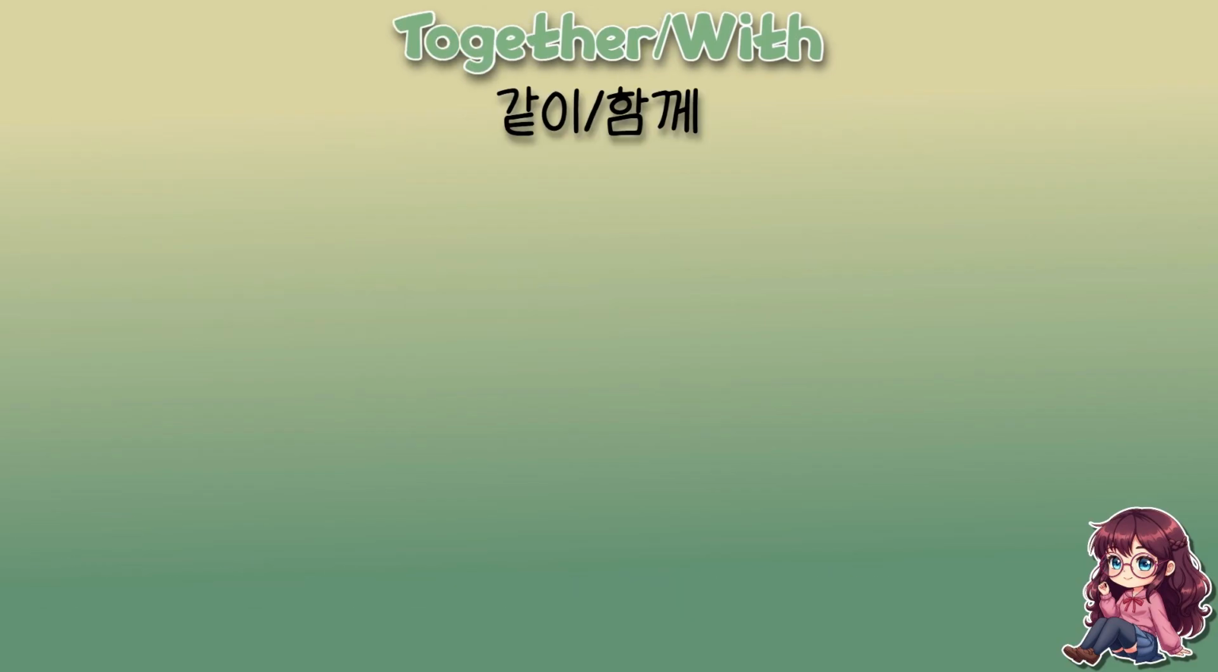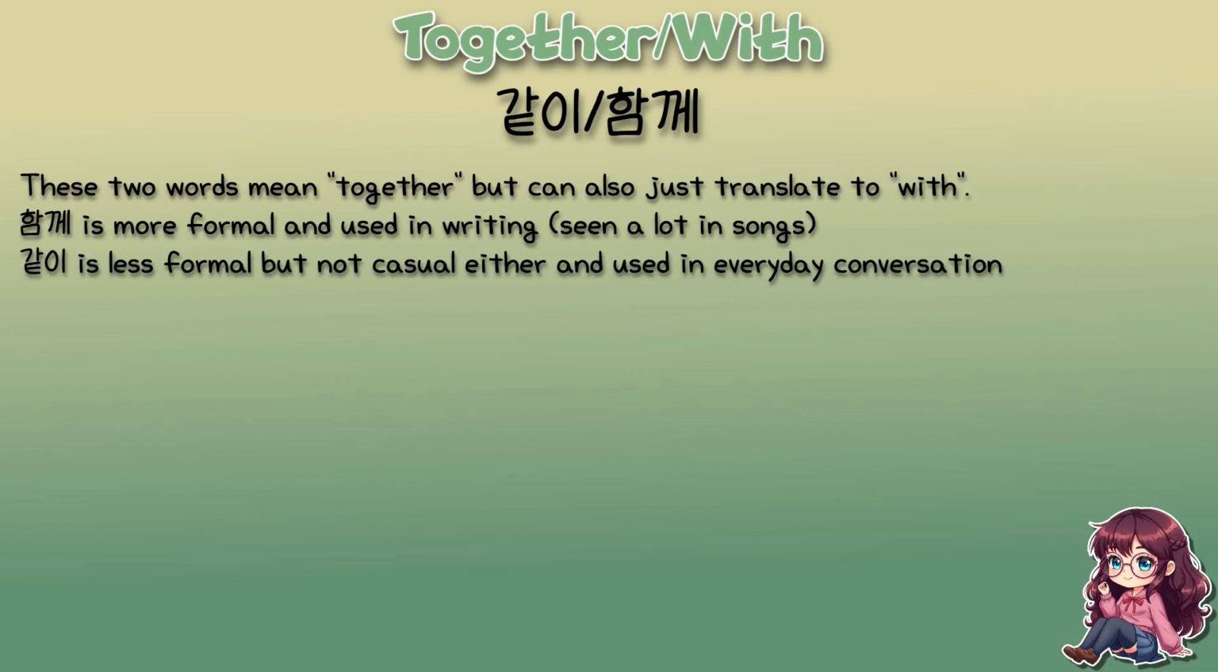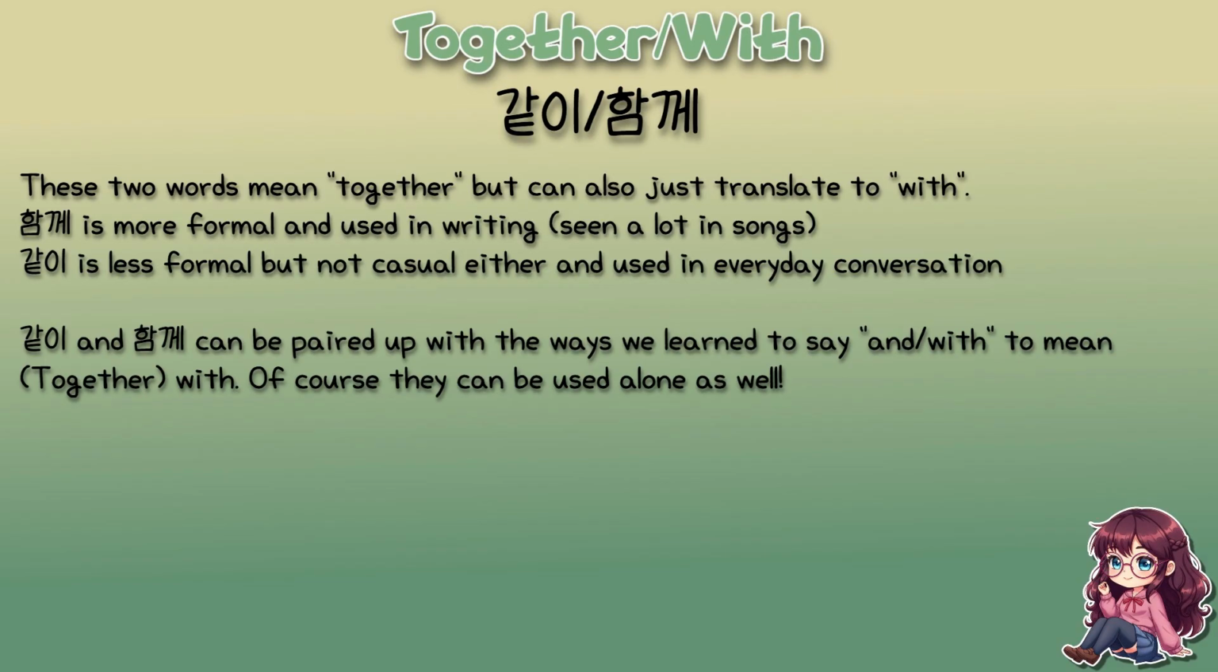Now let's move on to 같이 and 함께. These two words are actually used to mean "together." 함께 is used a lot in formal speech and writing, whereas 같이 is less formal but not necessarily fully casual, and used in everyday conversation. So why am I showing you these two words if we're learning how to say "and"? As I mentioned, one of the other usages our words have is to mean "with." A lot of times you will see 같이 or 함께 paired with one of these ways to say "and" or "with" to mean "together with." Like in the following examples.